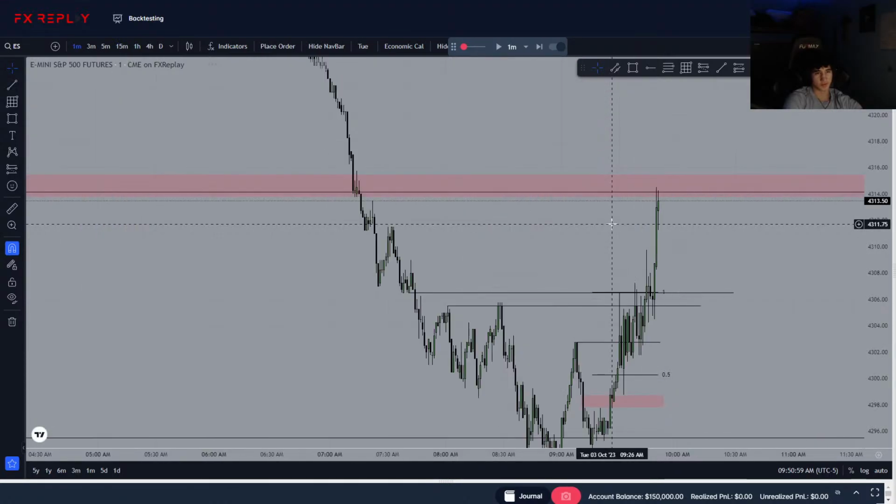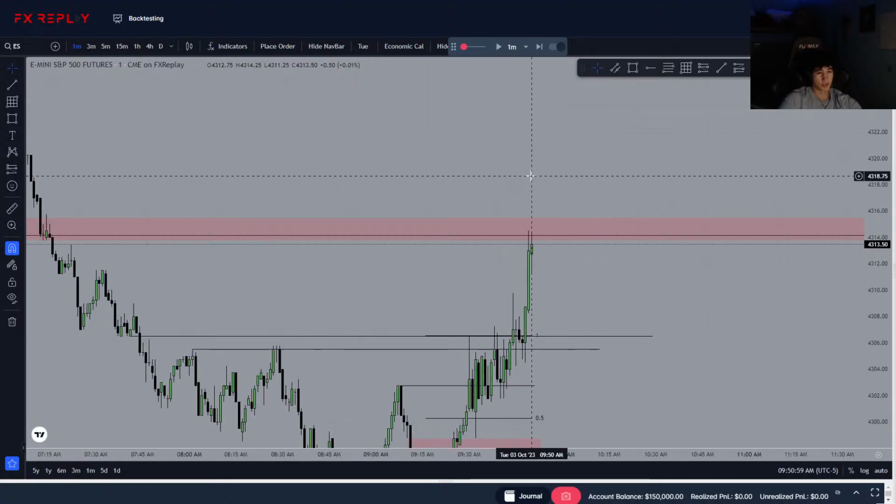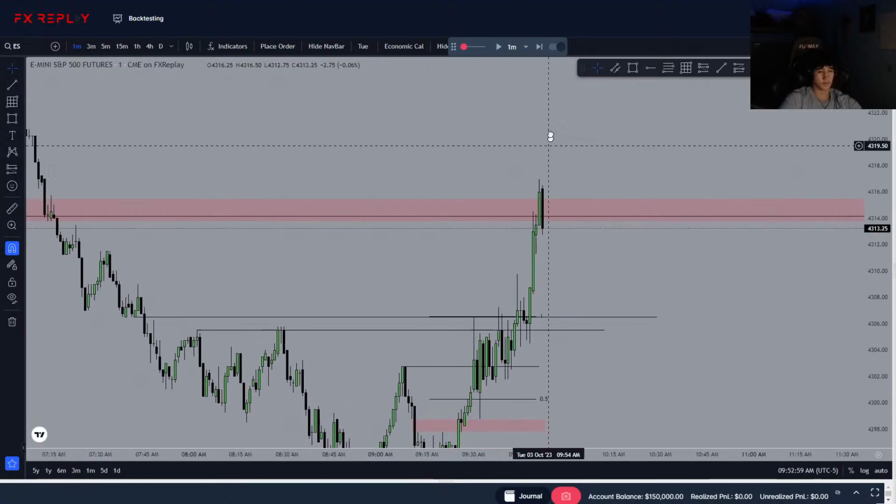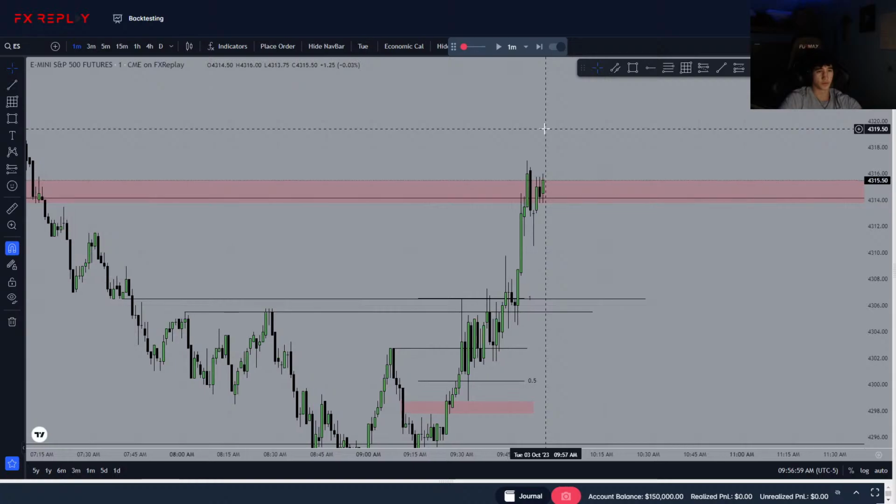I'm not sure, but this is where I want to start looking for shorts, unless we're going to try getting into OTE, but we need a lot of confirmation. If we don't have confirmation, then no entry.